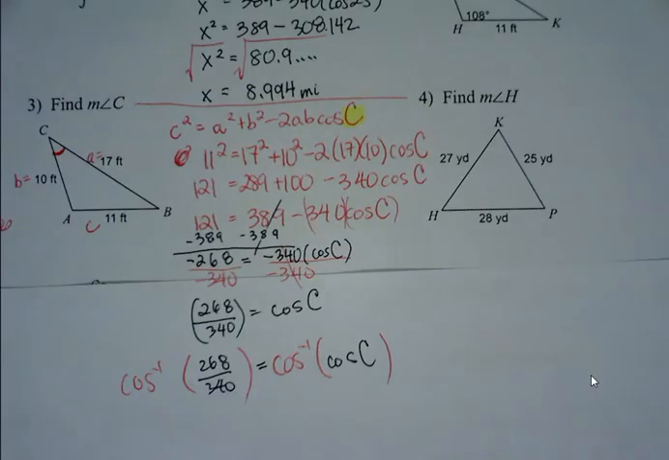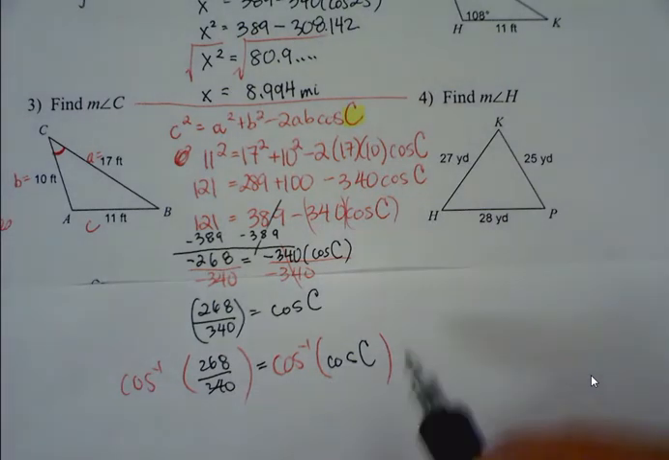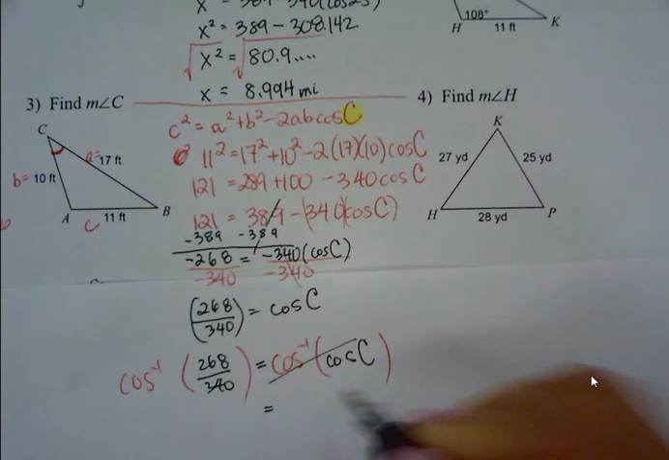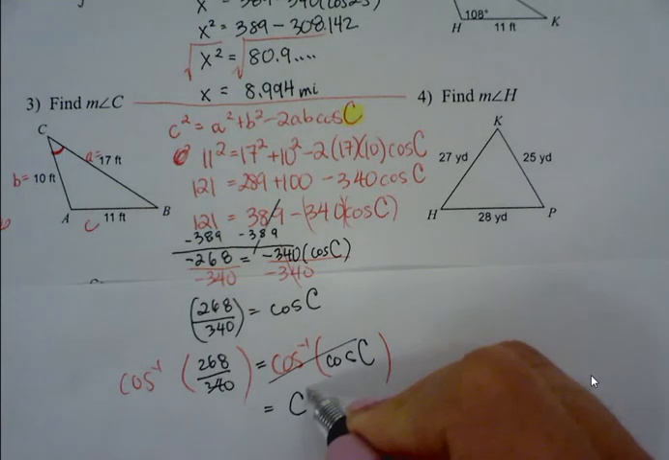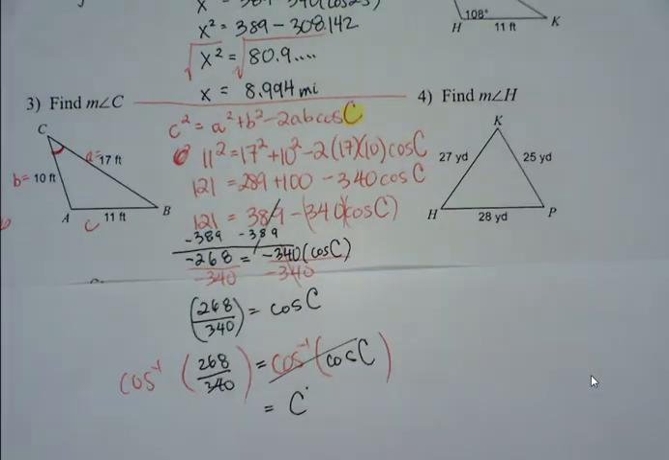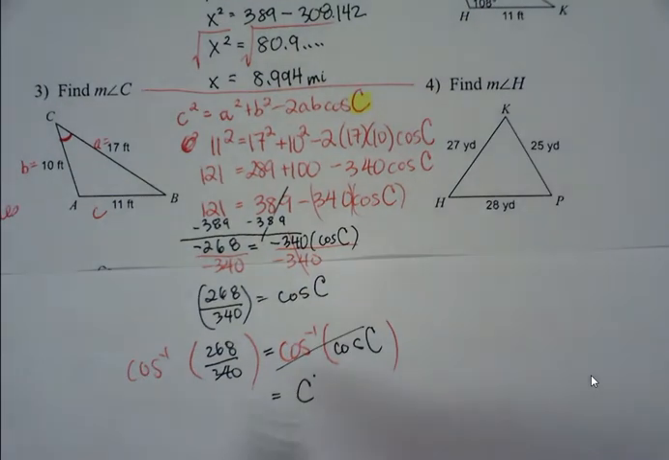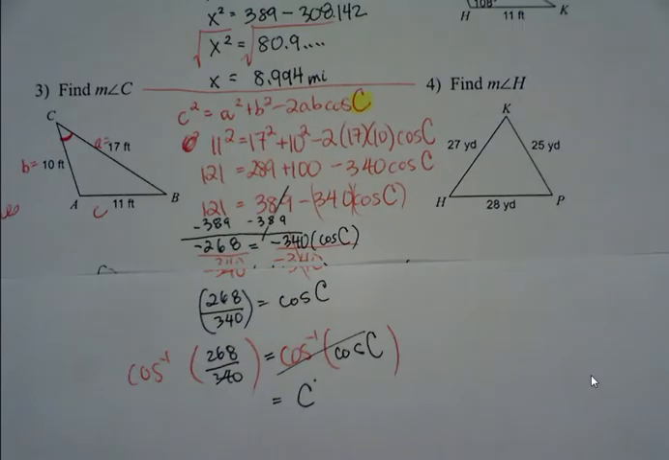What happens to C if you cosine it and inverse cosine it? Cancels out, so who am I left with? Just C. And in your calculator, you have to do the cosine, and the way you write it is very important. Do the cosine inverse of 268 over 340, what do you get? If you're in degree mode. 268 divided by what? 340.